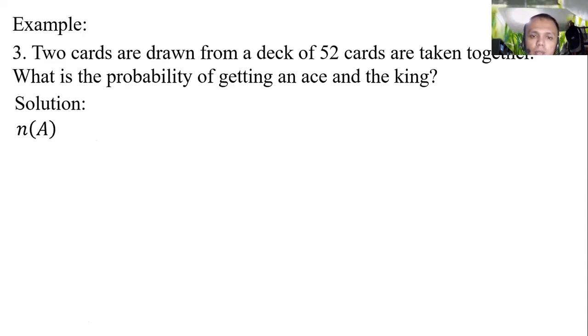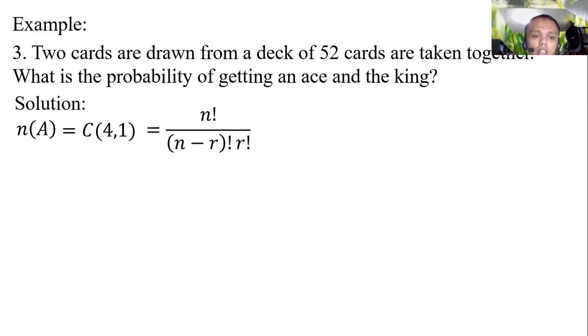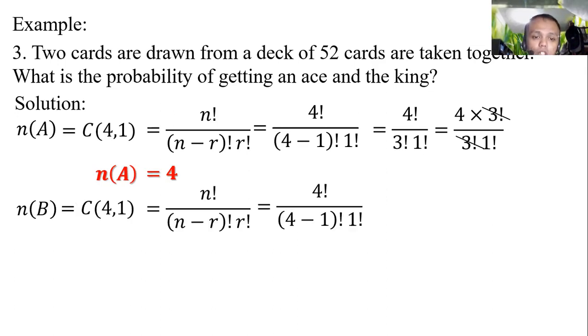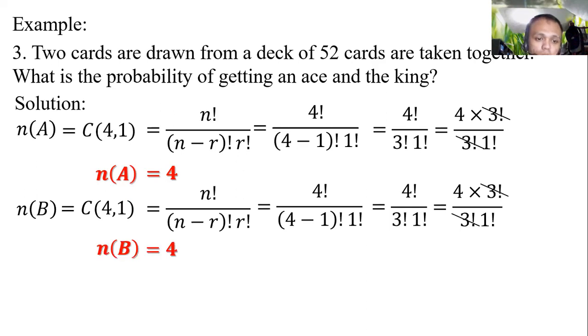Okay? For A's naman, ilan yung number of events natin for A's? Using the combination, we have 4, kasi 4 yung aces natin doon. Isang ace lang ang kailangan, so 4 and 1. Therefore, the combination here is 4. I mean, the number of events for A's is 4. Then, for event B or yung king na makuha is also 4. So all in all, we have 4 for the number of events.